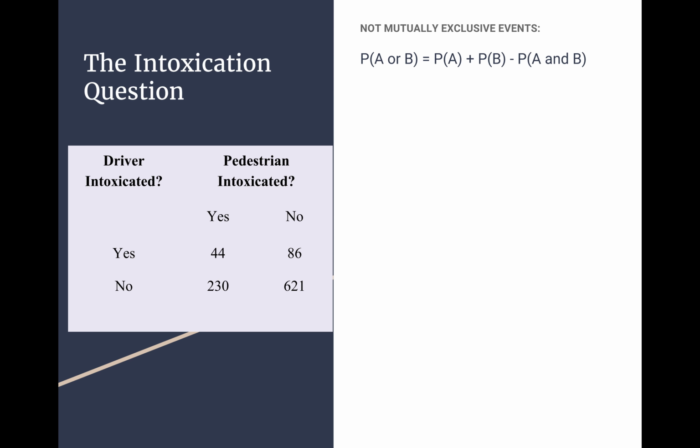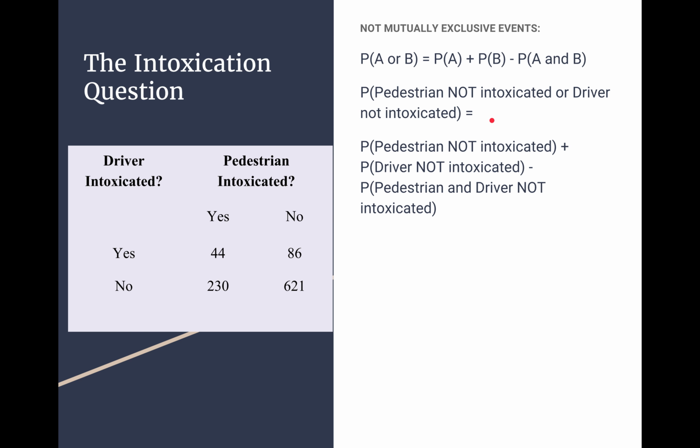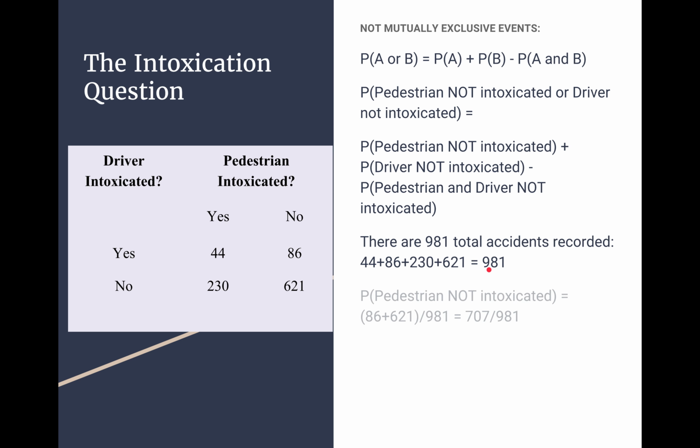They're not mutually exclusive, so the probability of A or B is going to equal the probability of A plus the probability of B minus the probability of A and B. So here, the probability the pedestrian was not intoxicated or the driver was not intoxicated is going to be the probability the pedestrian was not intoxicated plus the probability the driver was not intoxicated minus the probability the pedestrian and driver were not intoxicated. Again, if we go through these things, we can see where the 981 comes from because we added up all the accidents, so we have 981 total.